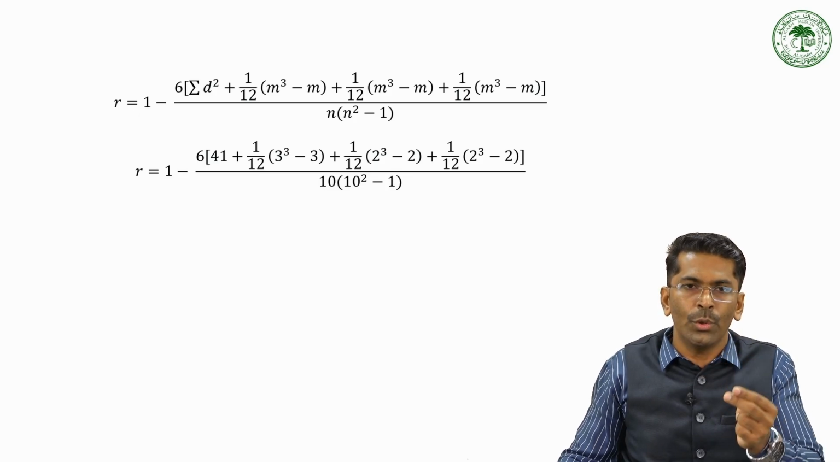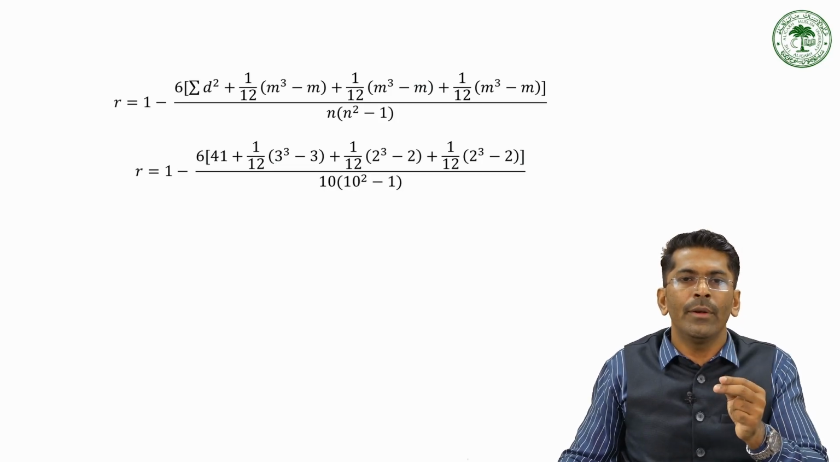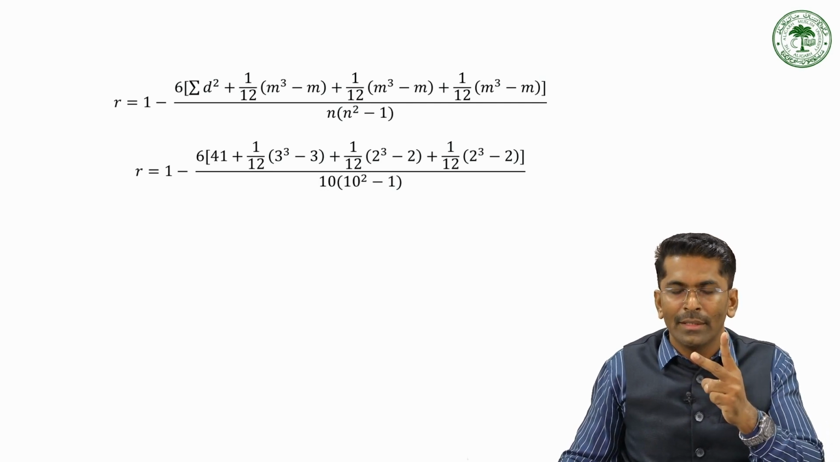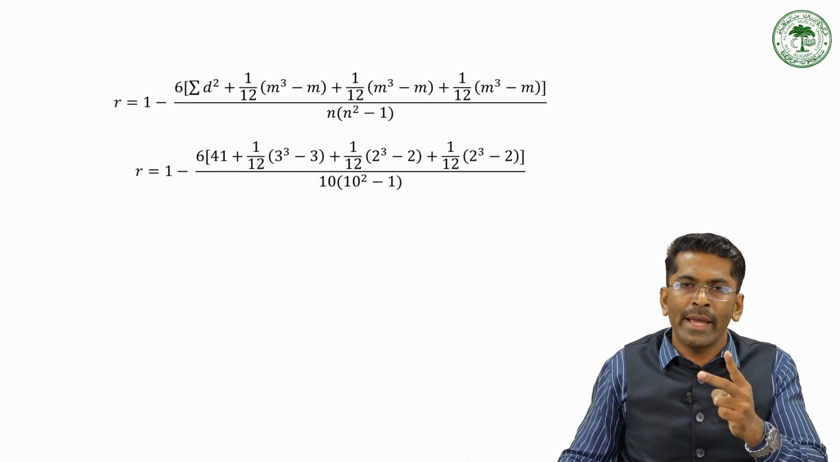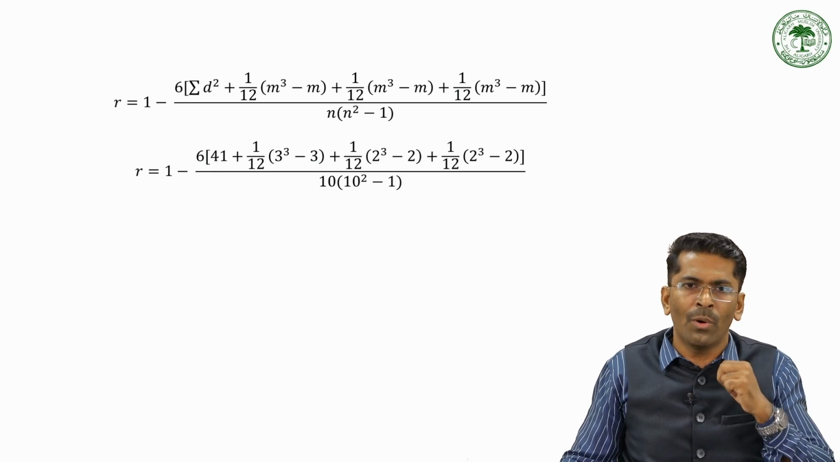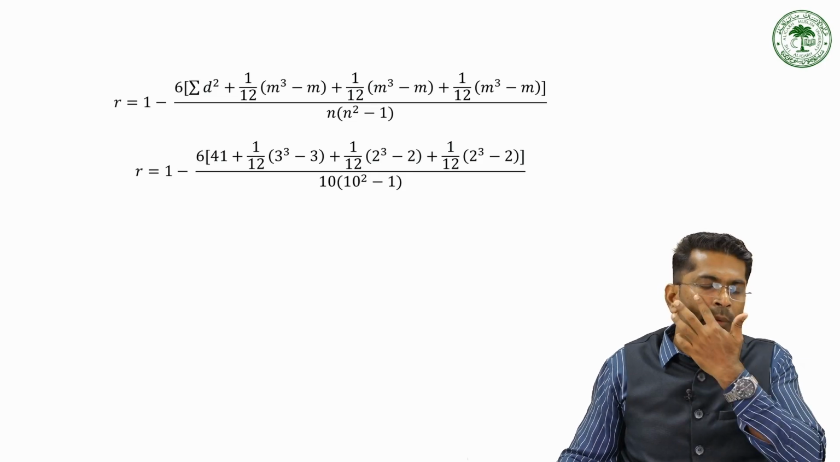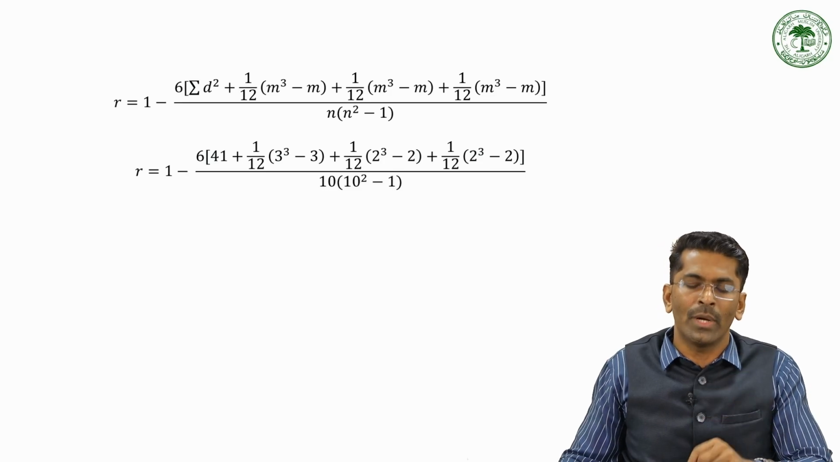So it is (2 cube minus 2) plus 1 by 12 into m cube, again 2 cube. Why? Because in the Y category, 1 was repeated twice. So since it is twice, the m will become 2. If it is thrice, m will become 3. If it is 4 times, then m will become 4. Okay. So that's why the m is differing from here, and divided by n into n square minus 1. So since here n is equal to 10, it is 10 into 10 square minus 1.